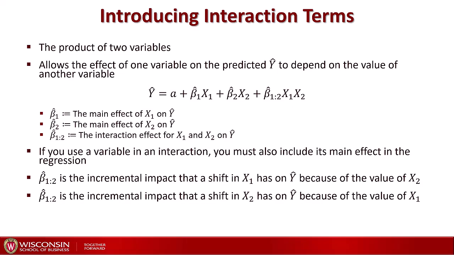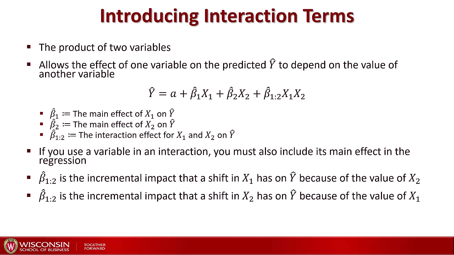We have the equation here: the predicted y, so y hat, is equal to some intercept alpha, plus the slope for x1, beta 1 hat, times x1, plus beta hat 2, the slope for x2, and then plus another term that is beta hat 1,2, which is for the interaction term of x1 times x2.